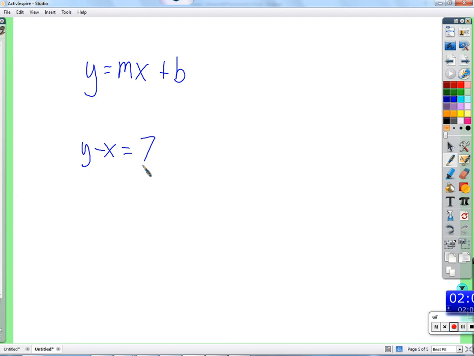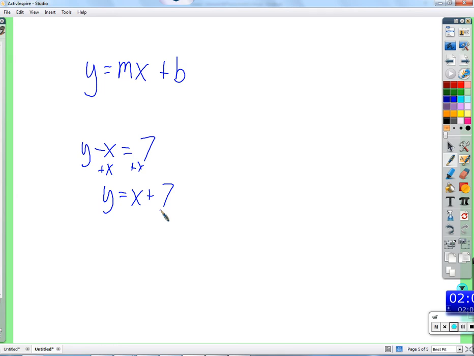Okay. The question is, does it look like this? But could it look like this? Yes, it could look like that. How could it look like that? y equals negative x plus 7. Add x to both sides. Right? Remember that from algebra? Do the same thing to both sides of the equation. Add x, that's the same thing. Negative x plus x is 0. And over here we just get x plus 7.